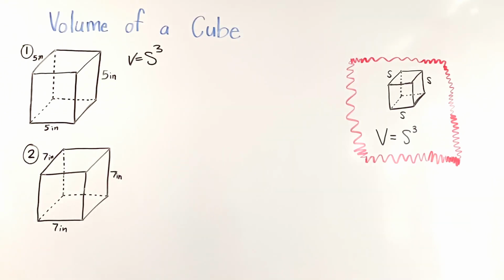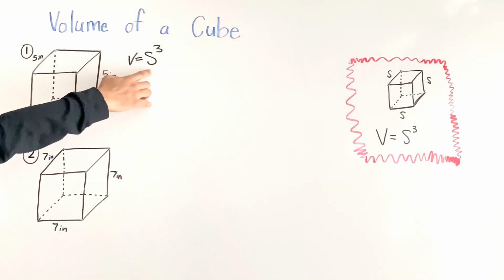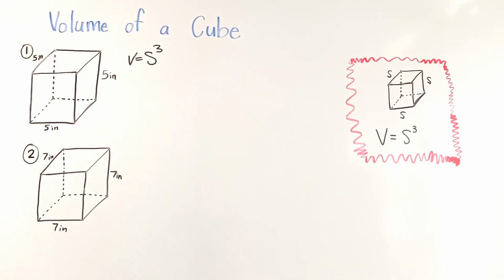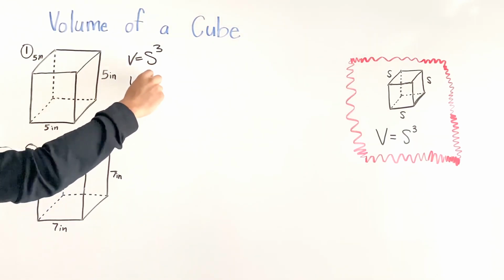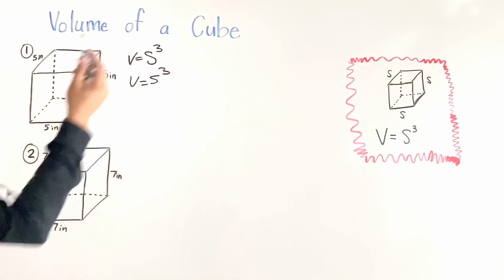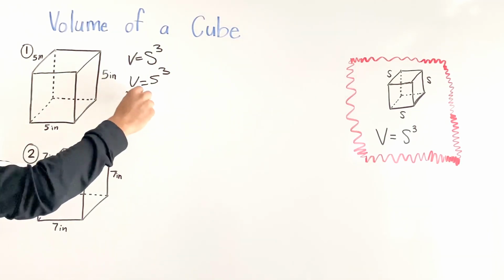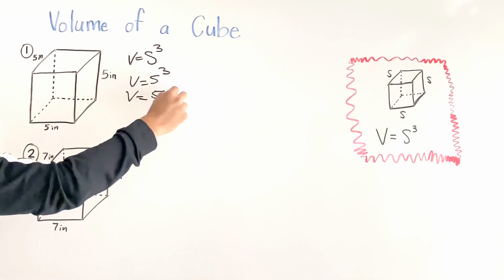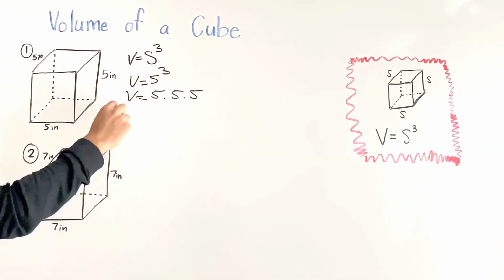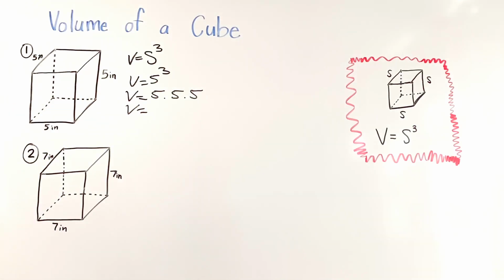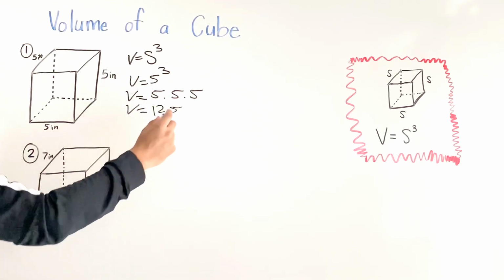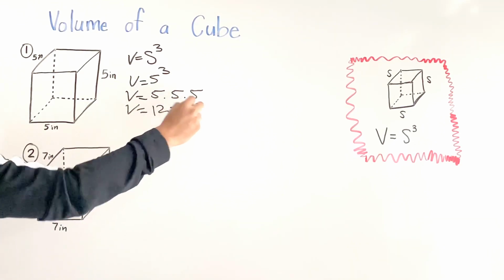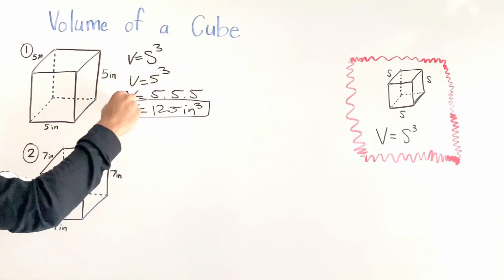Now, all we're going to do is put in 5 where the sides are, and as you can see, once one side is known, all the sides are going to be the same, okay? So V equals 5 to the third power, which is the same as V equals 5 times 5 times 5, okay? Once we multiply that, 5 to the third power is going to be equal to 125 inches cubed, and that will be your answer for it, okay?